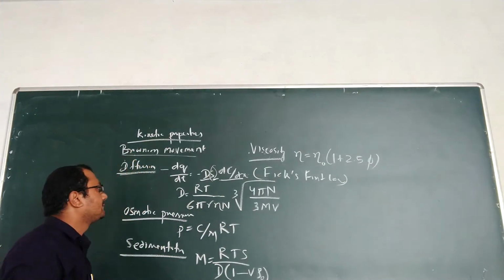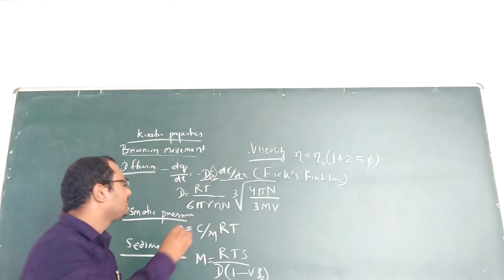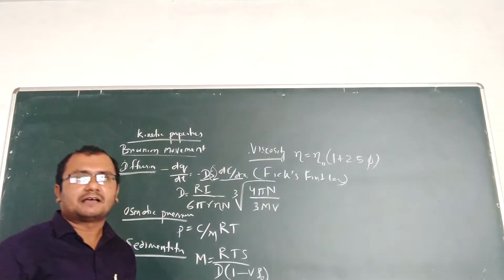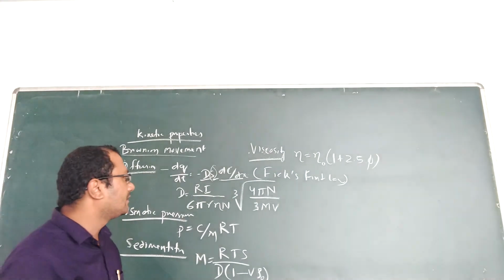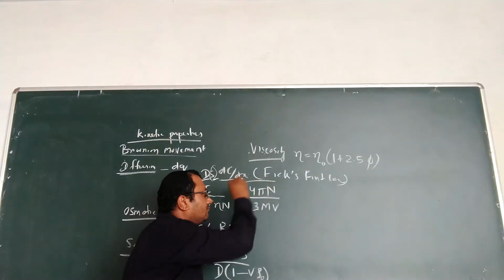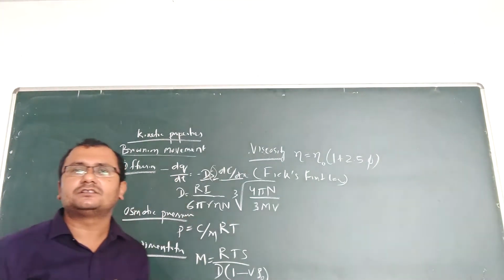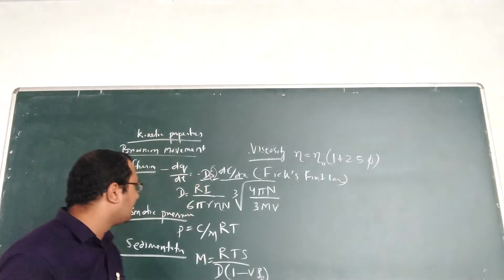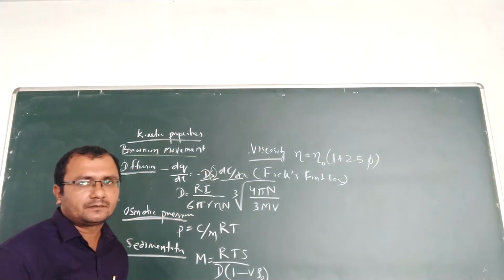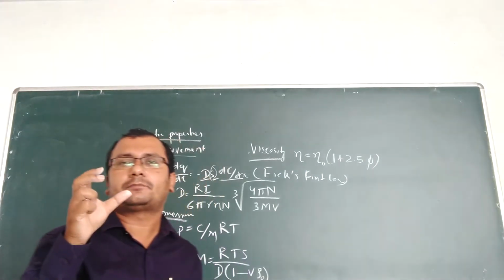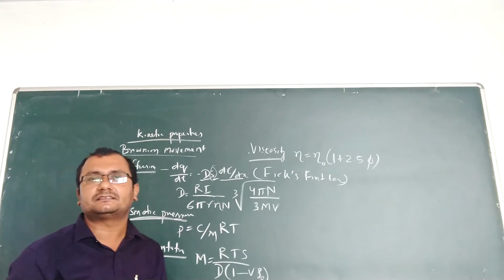colloidal dispersion. So R means the ideal gas constant, T means absolute temperature, eta means viscosity, and here also the same as what I wrote. So by using this equation we can easily count the diffusion coefficient. Now coming to another property, that is osmotic pressure. Osmotic pressure is also one important property of the colloids. So in this you are able to separate the particles.